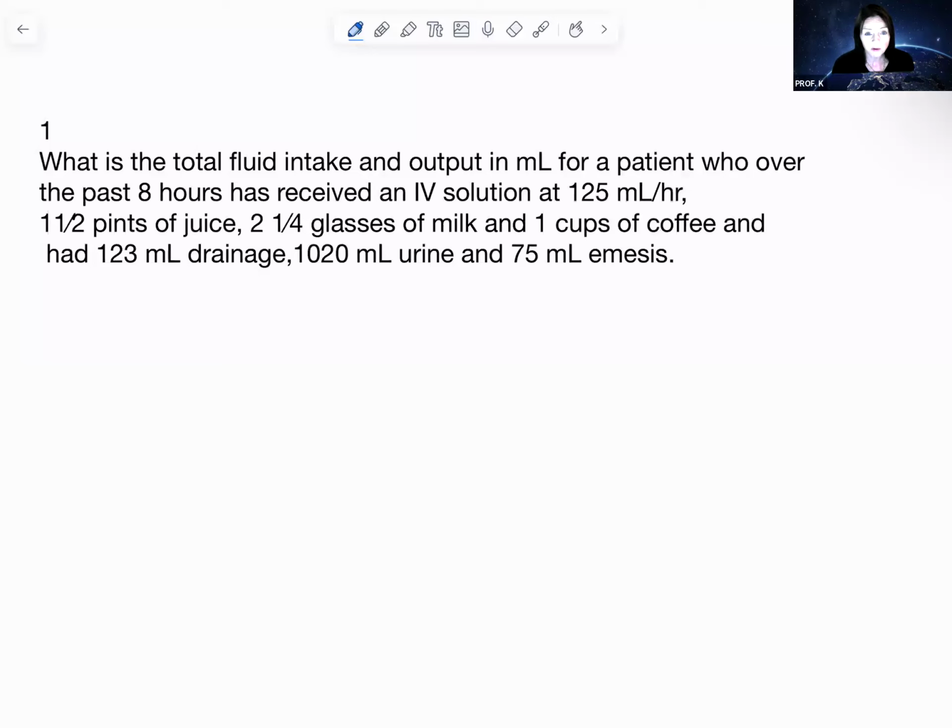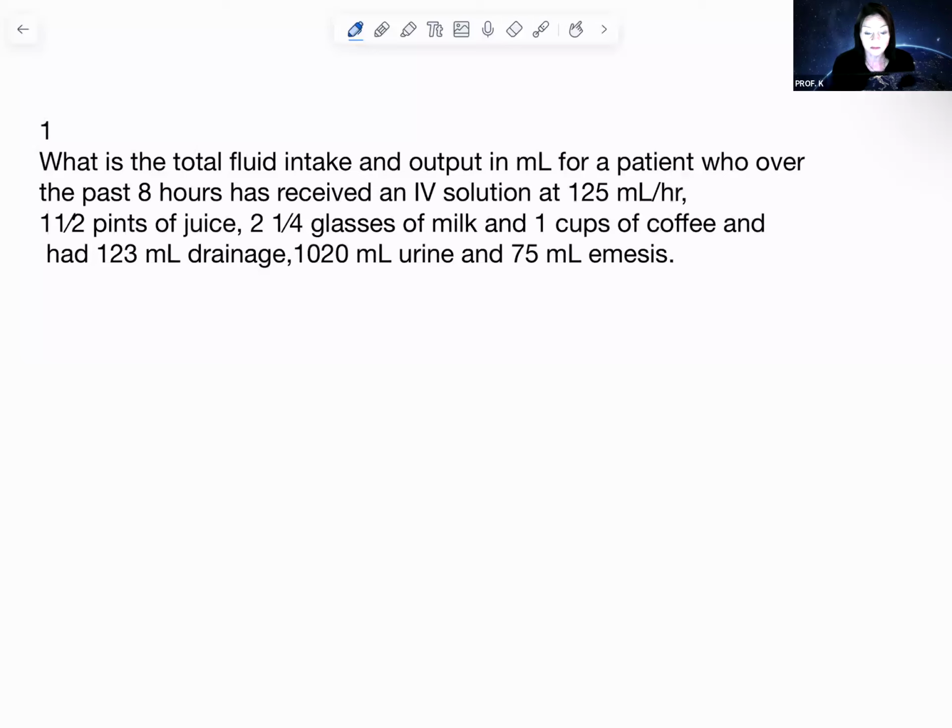All right. So we didn't review intake and output, but we can do this one together real quick, just so you know what to expect. Here's an example of a classic intake and output question for the exams. And this goes on throughout your nursing semesters. So let's look at this question together. What is the total intake and output in milliliters for a patient who over the past 8 hours has received an IV solution of 125 milliliters an hour? They had 1.5 pints of juice, 2 1/4 glasses of milk, and 1 cup of coffee. And then they drained 123 milliliters of some kind of body fluid.